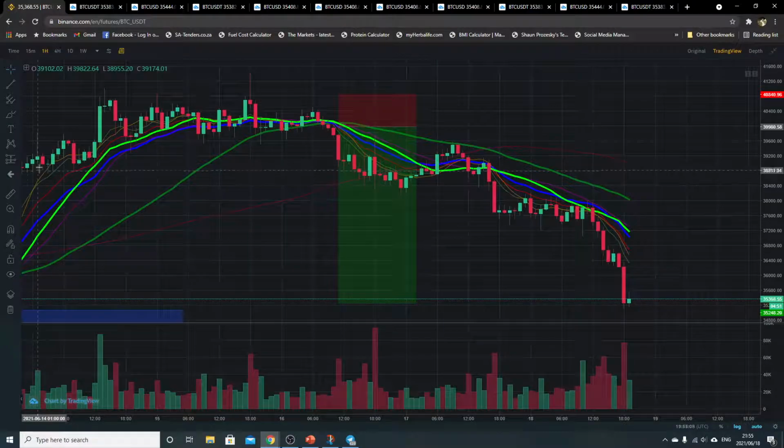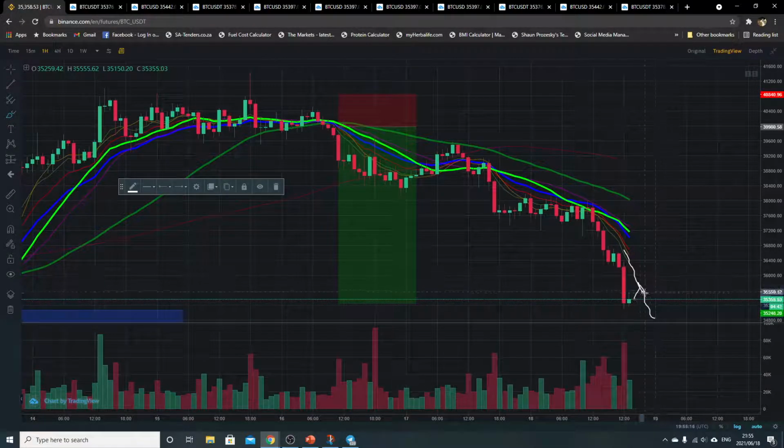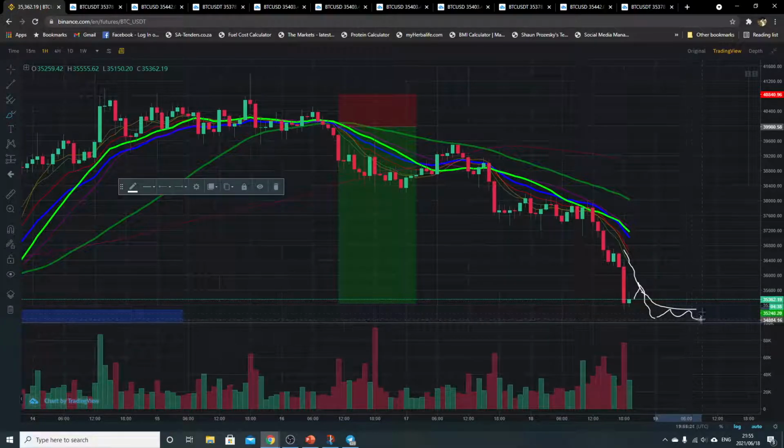These EMAs are going to come further down like that, and then price is going to use that as a buffer, as a resistance, and come back down. EMA is going to go there, price is going to hit there, price is going to buffer and come back down and consolidate and possibly down.